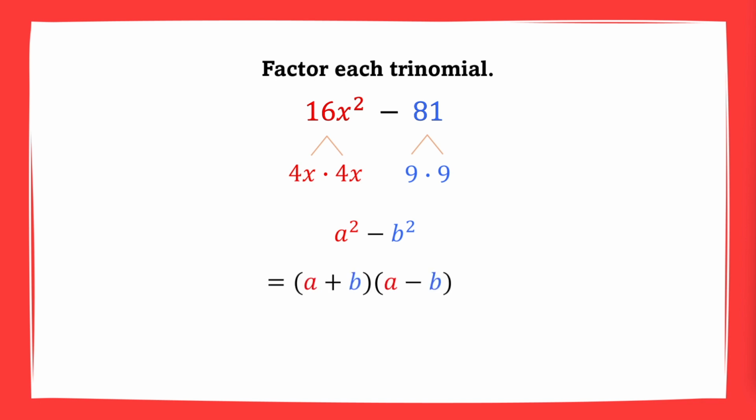Therefore, we can factor it as a plus b times a minus b, where a is 4x and b is 9. So the factored form is 4x plus 9 times 4x minus 9.